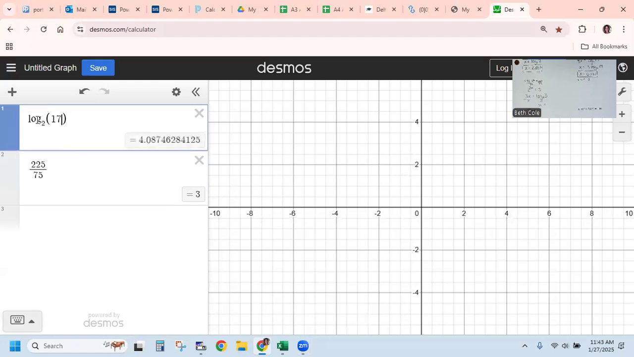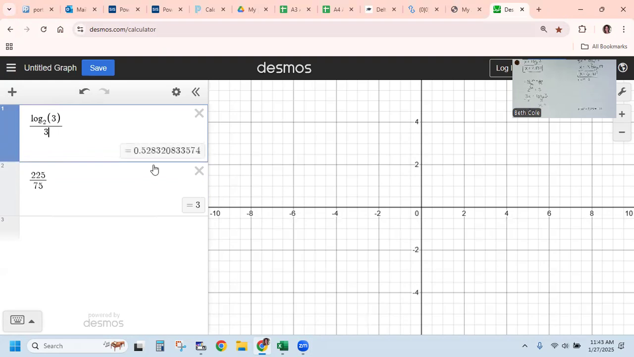Log base 2 of 3, and then I want the whole thing divided by 3. So 0.528. Again, the first 3 that you see, you don't even need to think about it. It's called truncating.